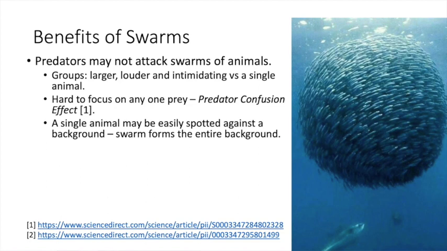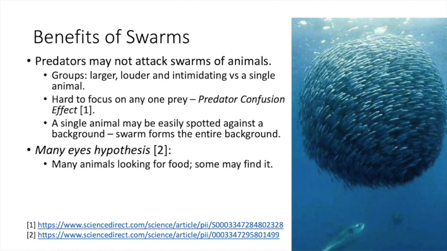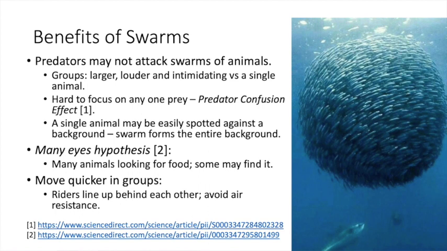Also, a single animal may be easy to spot against a background, but when you have a swarm, the whole swarm looks like the background to a predator. Swarm is also useful in hunting for food. When many animals look for food together, they are more likely to find it. Finally, swarms may also allow quicker movement.